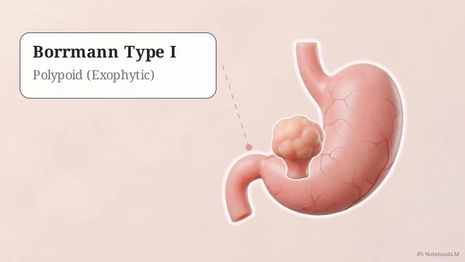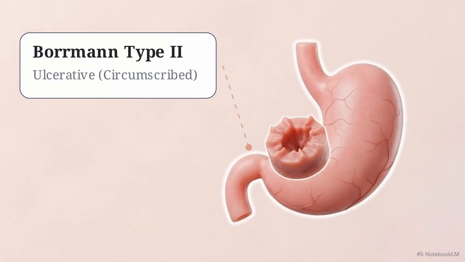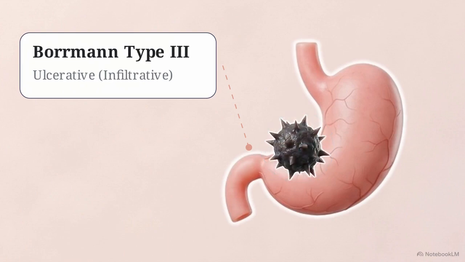Borrmann type 1 presents as a protruding polypoid mass. This is an exophytic growth expanding outward into the stomach lumen. In Borrmann type 2, that outward mass collapses into an ulcerative lesion. It is characterized by sharp, clearly defined raised borders. Borrmann type 3 also presents as an ulcer, but the sharp borders dissolve. The malignancy blends invisibly into the surrounding healthy tissue. This infiltrative, poorly defined ulcerative pattern is the most common presentation of advanced gastric cancer worldwide.